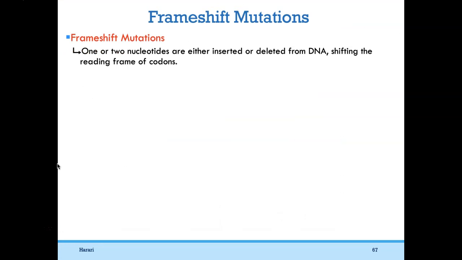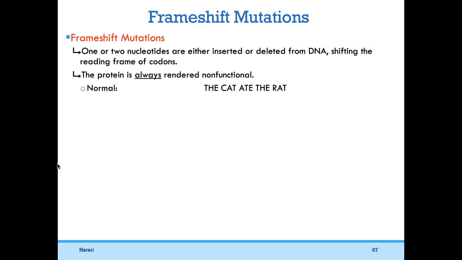So frameshift mutations are when one or two nucleotides are either inserted or deleted from DNA. And what that does is it shifts the entire reading frame of codons. So this always renders the protein non-functional. Frameshift mutations are the worst.